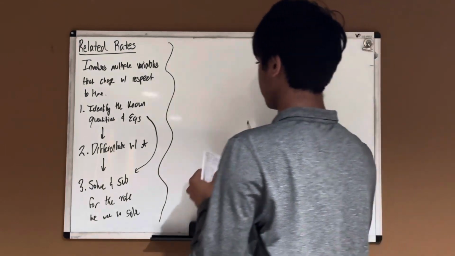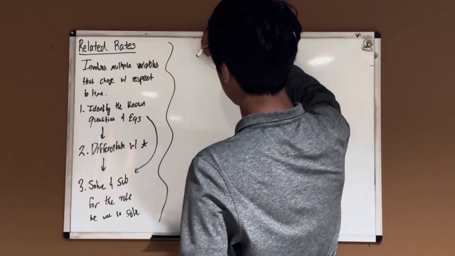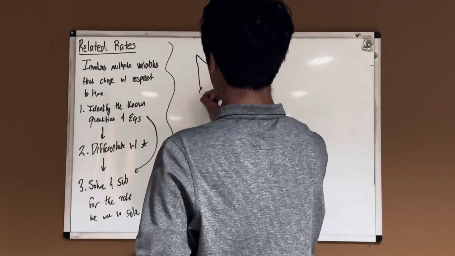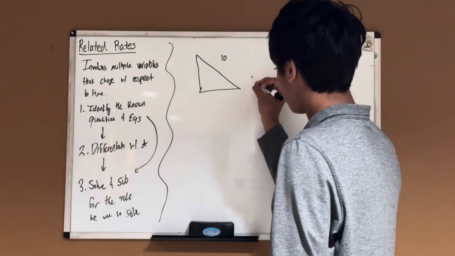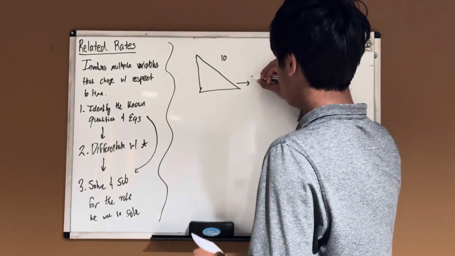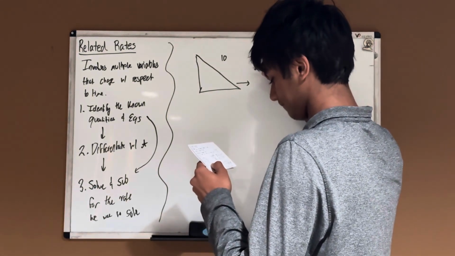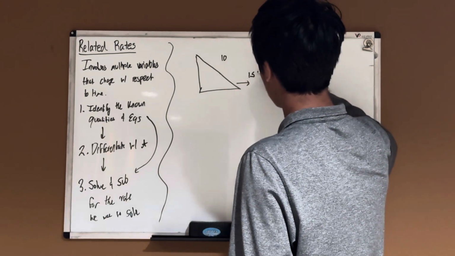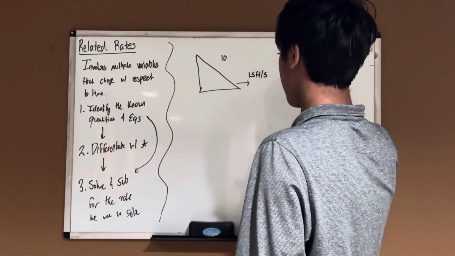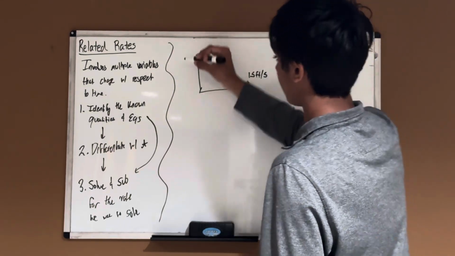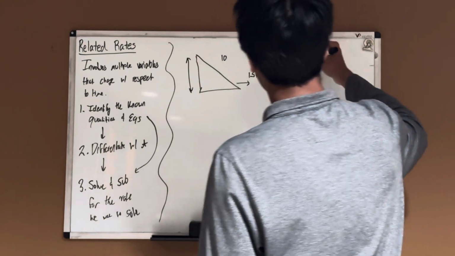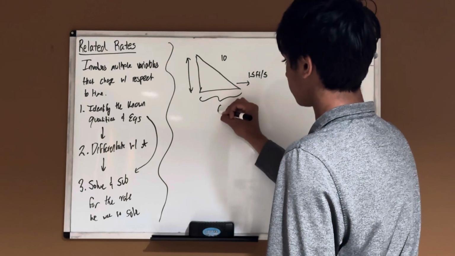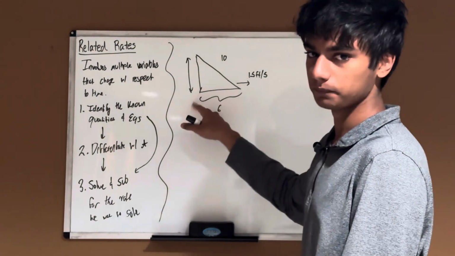Let's say that we have a ladder, a 10-foot ladder, like so, and it's up against the wall and the ground. And let's say this ladder is moving this way, right? And it's moving at a rate of 1.5 feet per second. And we want to figure out how fast the height is changing when the ladder is 6 feet away from the wall.